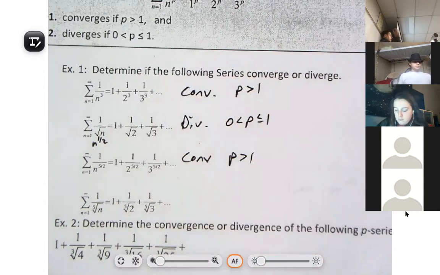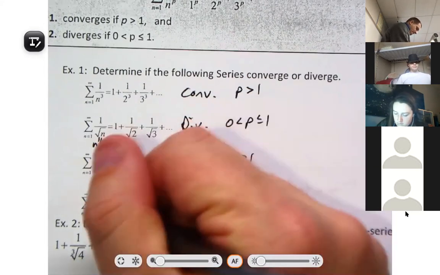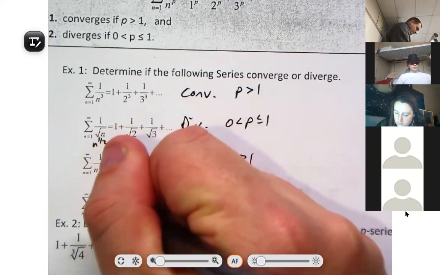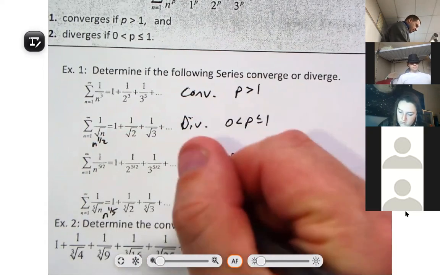So the easiest test we can use, you just need to make sure you don't flip these things, because then you miss them. The next one is n to the 1/5, which is definitely between 0 and 1. So diverges.